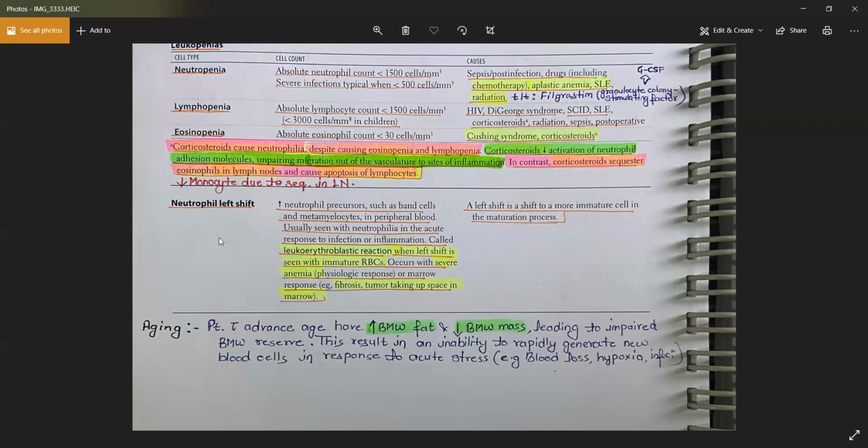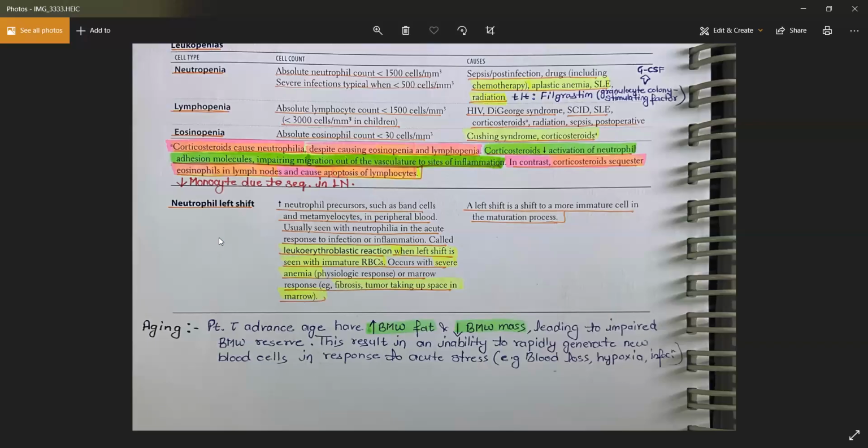You also need to know what happens to the bone marrow with the aging. Please note that with the aging, your bone marrow will start being replaced with fat. So you have an increased fat in the bone marrow and a decreased mass of the bone marrow. Although it won't affect much, normally you have normal blood levels. The RBCs will be normal. WBCs will be normal.